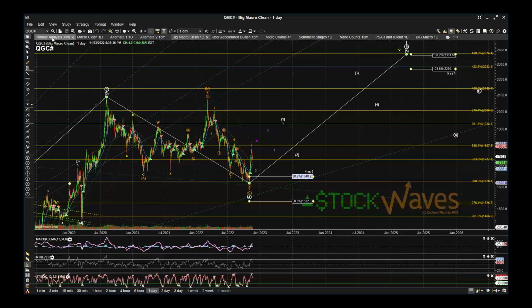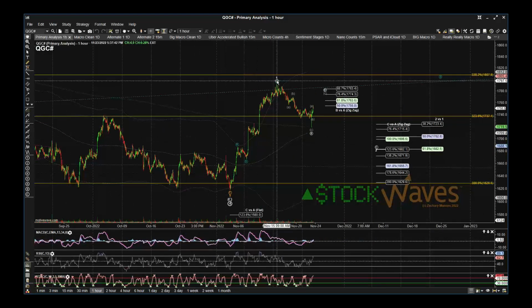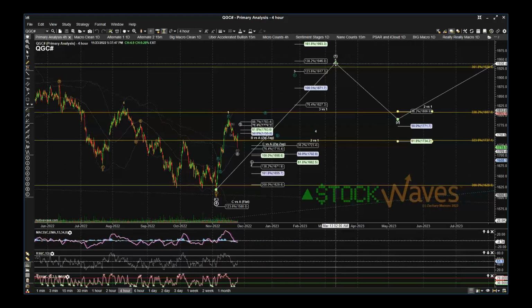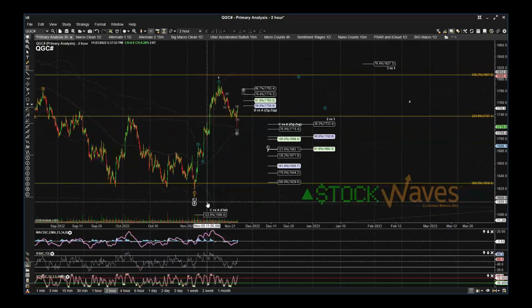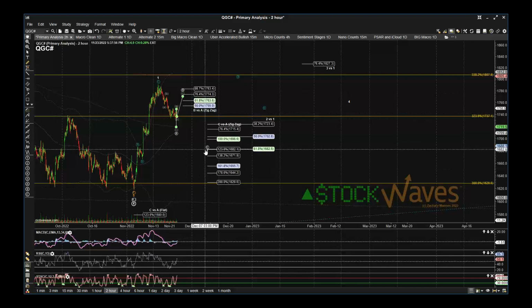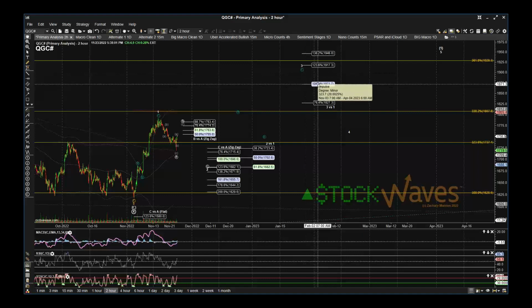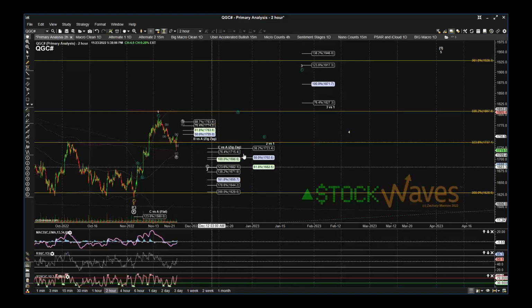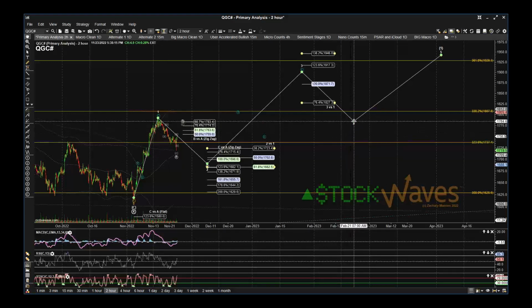Now, my preference at the smaller degree is that we completed an ABC move up for wave 1 of that parentheses wave 1 at the intermediate degree as a leading diagonal. So right now we're working on the B wave bounce inside the wave 2 retrace. Then we would look for an ABC move up into the 1870 to 1920 region, depending on where we bottom here for wave 2, and then a deeper retrace, maybe overlapping the top of wave 1, which is allowed in a diagonal, but not necessarily needed.